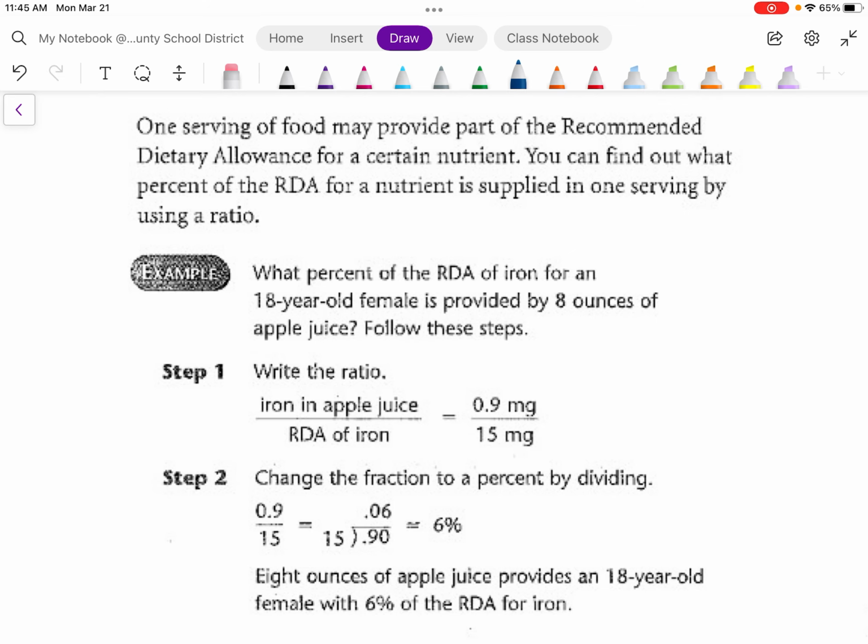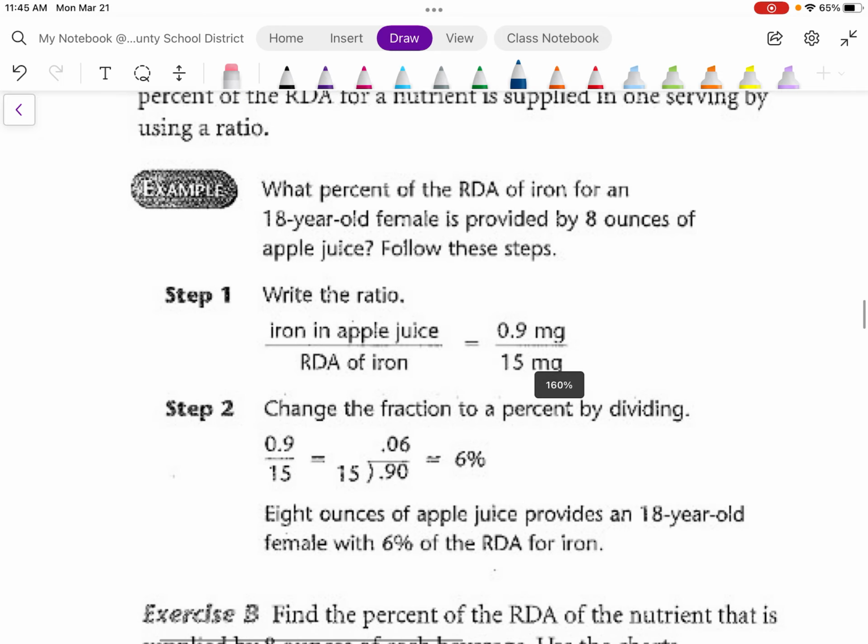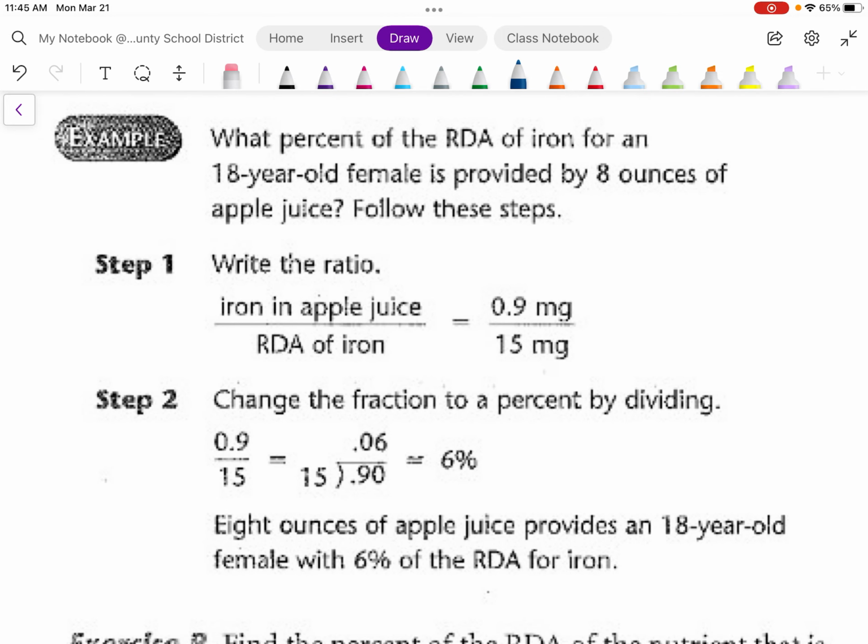One serving of food may provide part of the recommended dietary allowance for a certain nutrient. You can find out what percent of the RDA for a nutrient is supplied in one serving by using a ratio. For example, what percent of the RDA of iron for an 18-year-old female is provided by 8 ounces of apple juice? So what we need to set up is the amount of iron in apple juice divided by the recommended amount of iron, and then how much is actually in the apple juice.